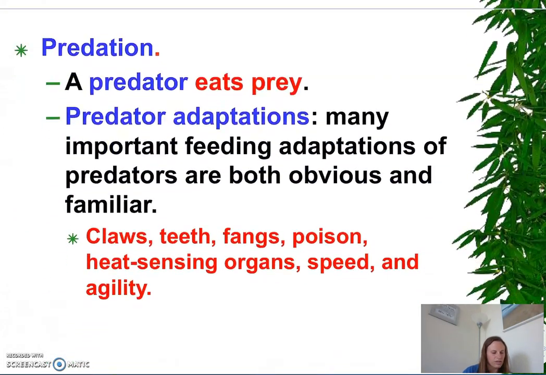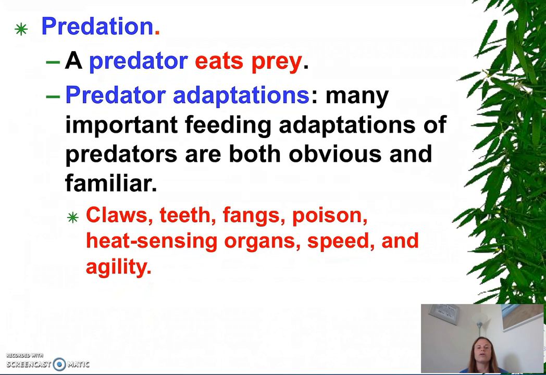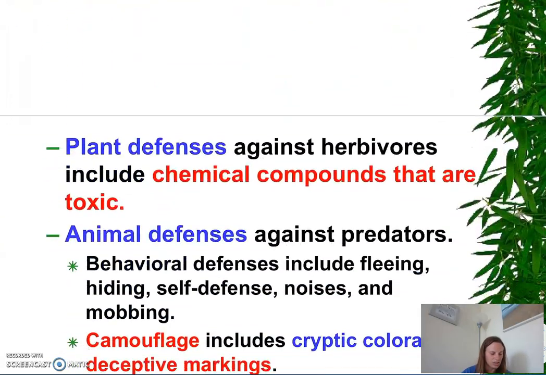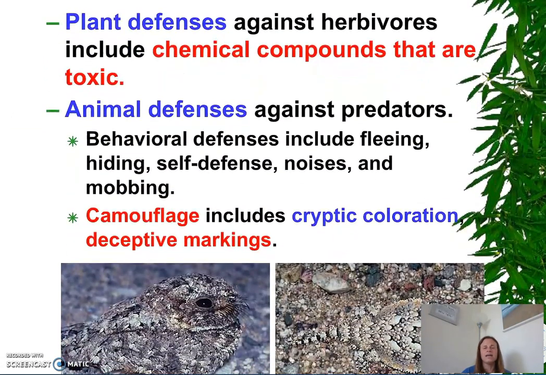Another interspecific relationship is predation, where you've got a predator eating a prey. And this predator has adaptations to make it as successful as possible. It's got sharp claws, sharp teeth, sharp fangs, poison, speed, agility. So what defenses can the prey have? Well, especially thinking about a plant. A plant doesn't move. So how can it possibly defend itself? Well, some plants have chemical compounds that are toxic, which enables them to protect themselves from these predators.